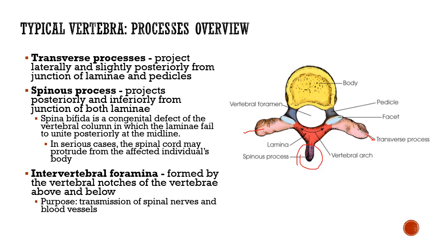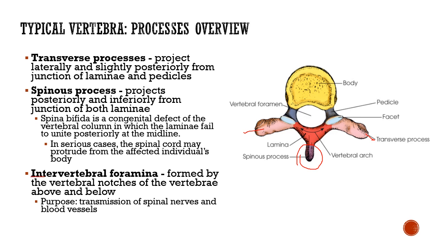Spina bifida is a congenital defect of the vertebral column in which the laminae fail to unite posteriorly at the midline. In serious cases, the spinal cord may protrude from the affected individual's body.